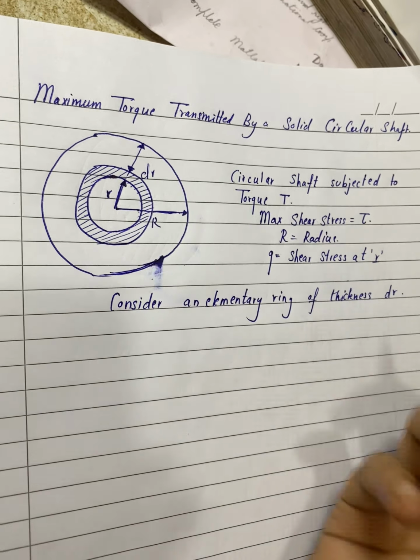Now we know the torsion equation. I'll just write it down over here. That is tau by R equals q by r, the torsion equation. Okay. From this we find our q, which is the shear stress acting at r. Okay, so this is q. Now after doing all this, we'll find the turning force.